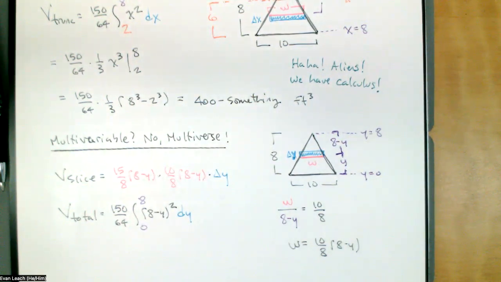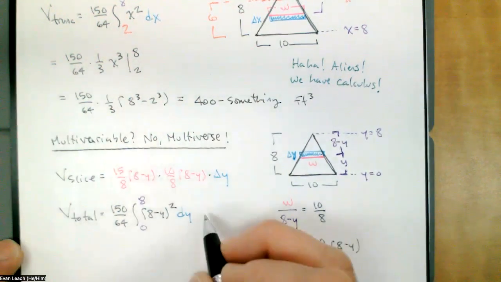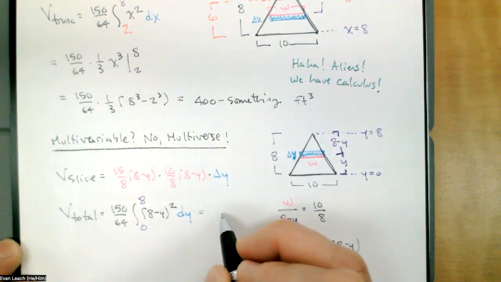All we're doing is making a simple substitution. Let x equal 8 minus y. Then dx is minus dy. And instead of going from 0 to 8, we go from 8 to 0. But it's got a negative, so we change the sign and go from 0 to 8. So this one substitutes into the previous one. And we already know it's going to be 400 anyway.